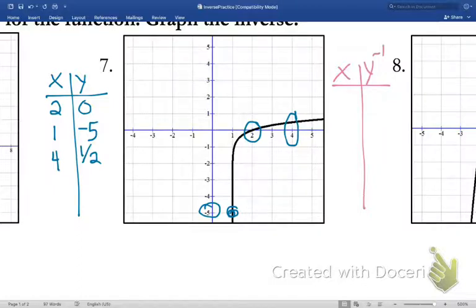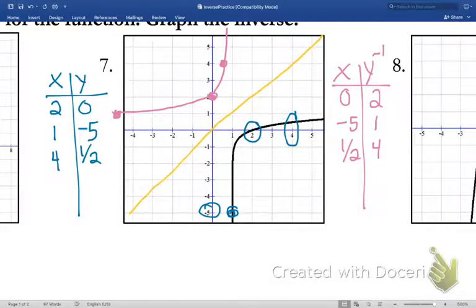So now let's switch those x and y. So I'd have 0, 2, negative 5, 1, and 1/2, 4. Let's put those in the graph. So 0, 2, negative 5, 1, so right about there. And then at 1/2, I go up to 4. So my curve's going to come around and then go up. Again, it is a mirror image across the line y equals x.